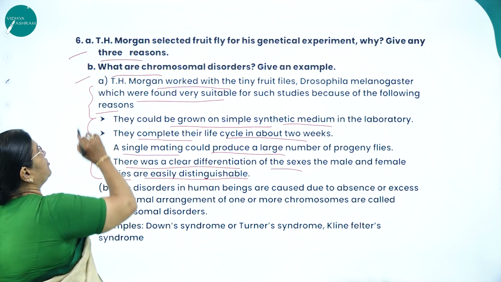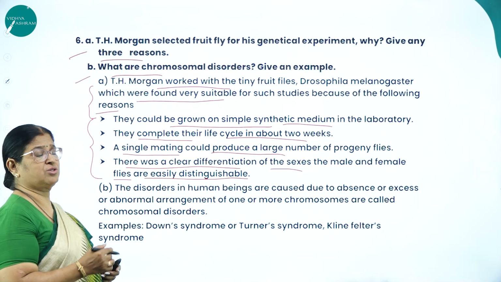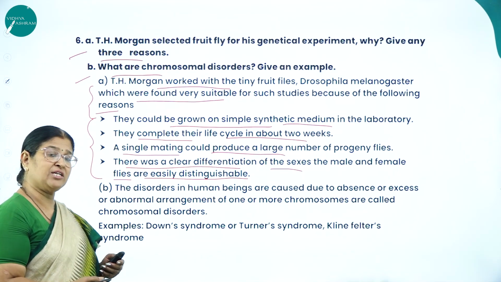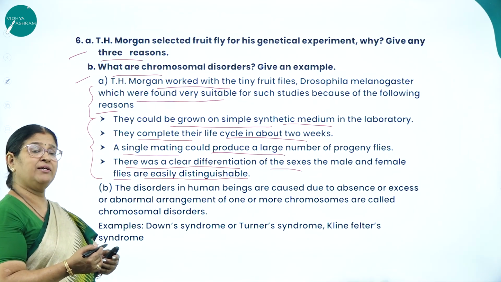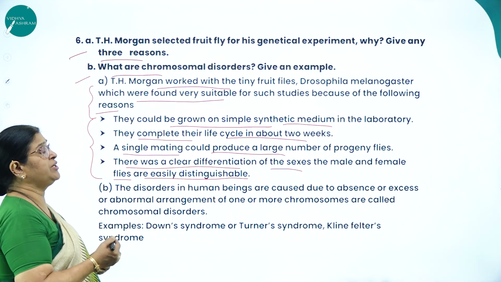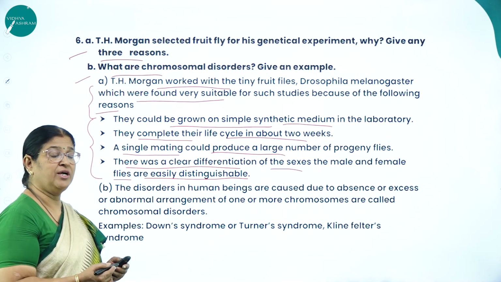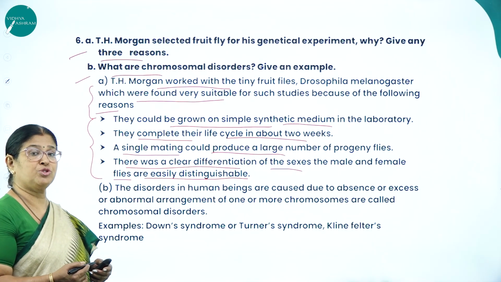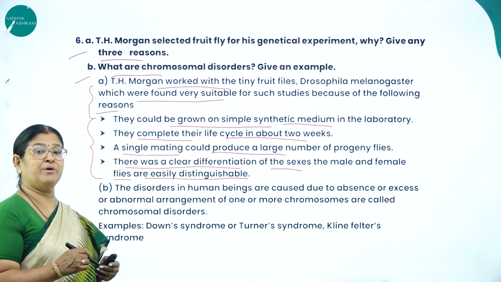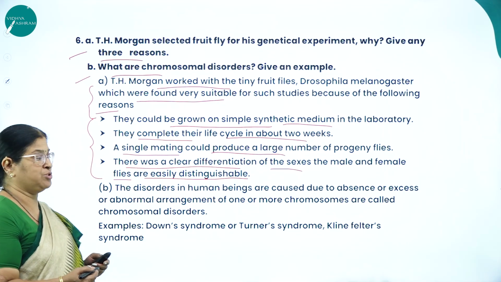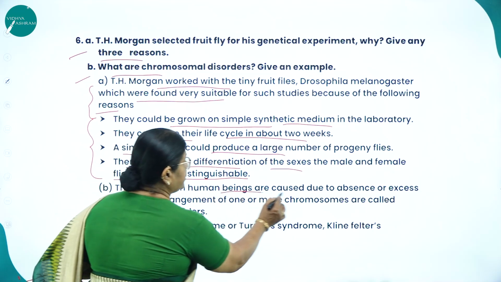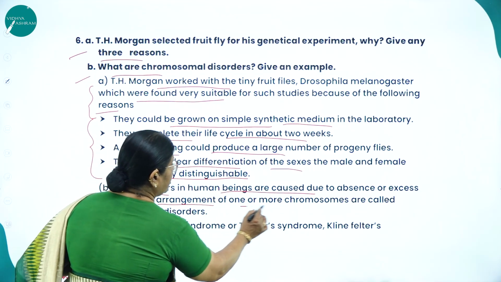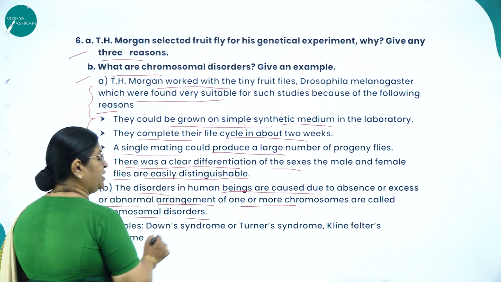So what is the next split question? What are chromosomal disorders? Already we have studied in the flow chart, genetic disorders have been broadly classified into Mendelian disorders and chromosomal disorders. The very word itself will tell you. Chromosomal disorders means change in the chromosomal number. The change in the chromosomal number might be to an autosome or to an allosome. The disorders in human beings caused due to absence or excess or abnormal arrangement of one or more chromosomes are called chromosomal disorders.